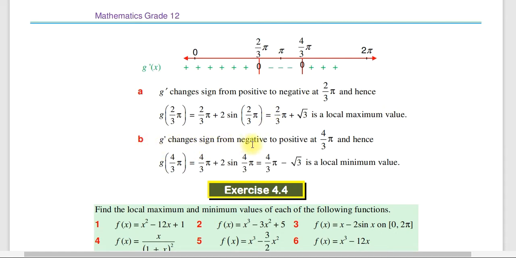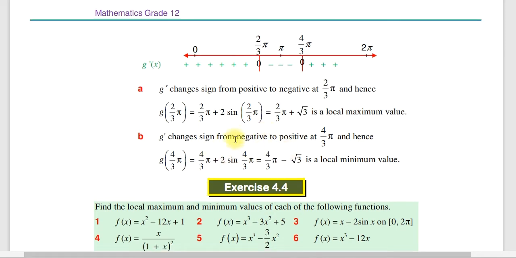G prime changes sign from negative to positive at 4 over 3 pi, and hence, g of 4 over 3 pi, which is equal to 4 over 3 pi plus 2 sine 4 over 3 pi, which is 4 over 3 pi minus root 3, is a local minimum value. We get a negative to positive change at the point 4 over 3 pi, so it is a local minimum.